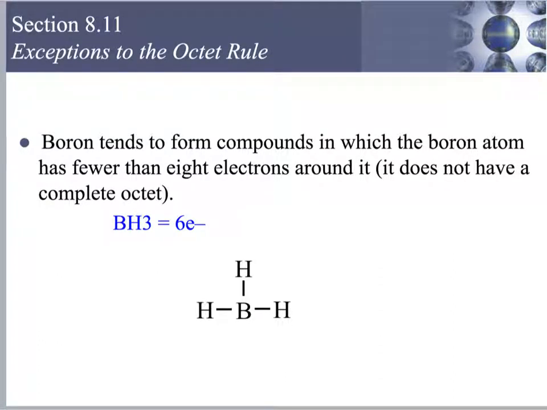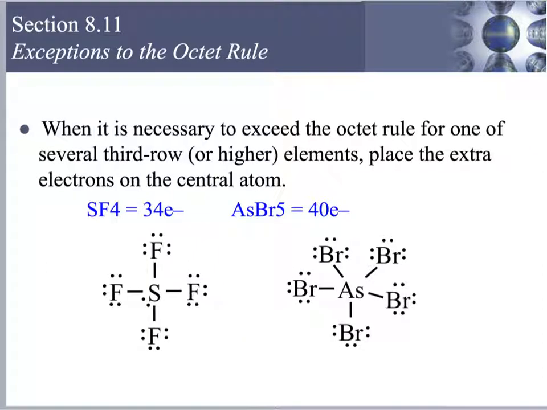So we have really three categories of exceptions to the octet rule. We have incomplete octets, so we have something like boron, which doesn't actually have an octet, but this is the stable structure for BH3. We also have expanded octets.